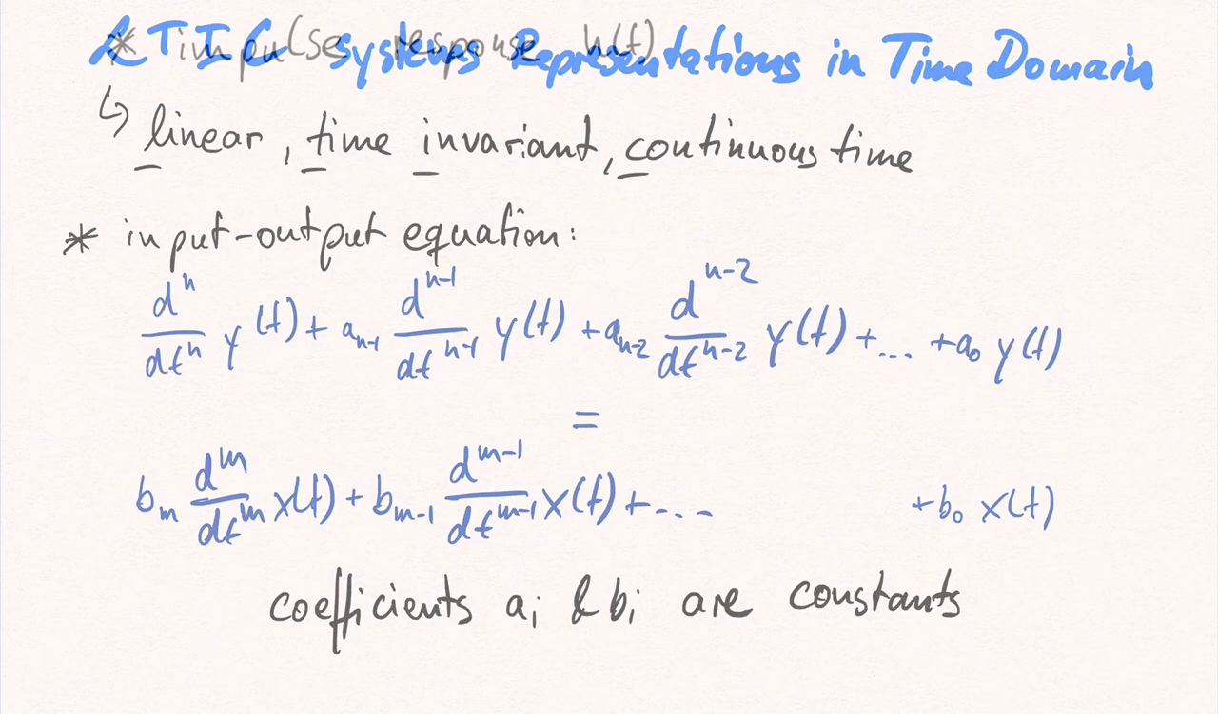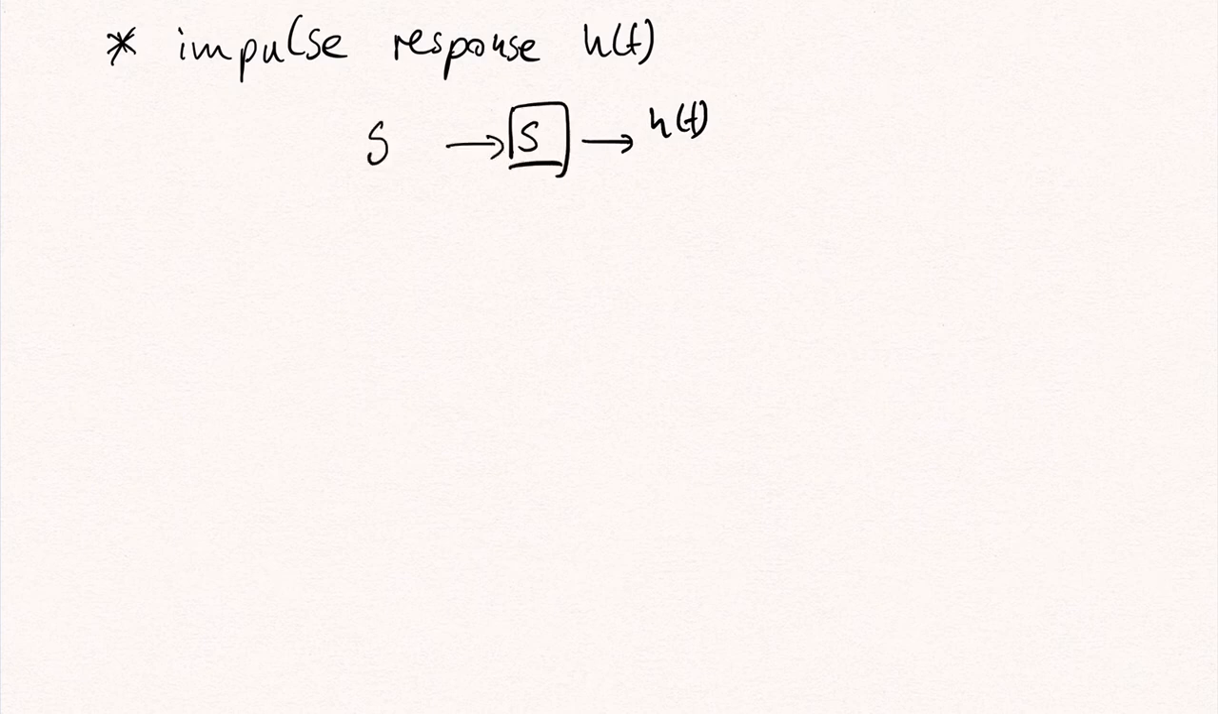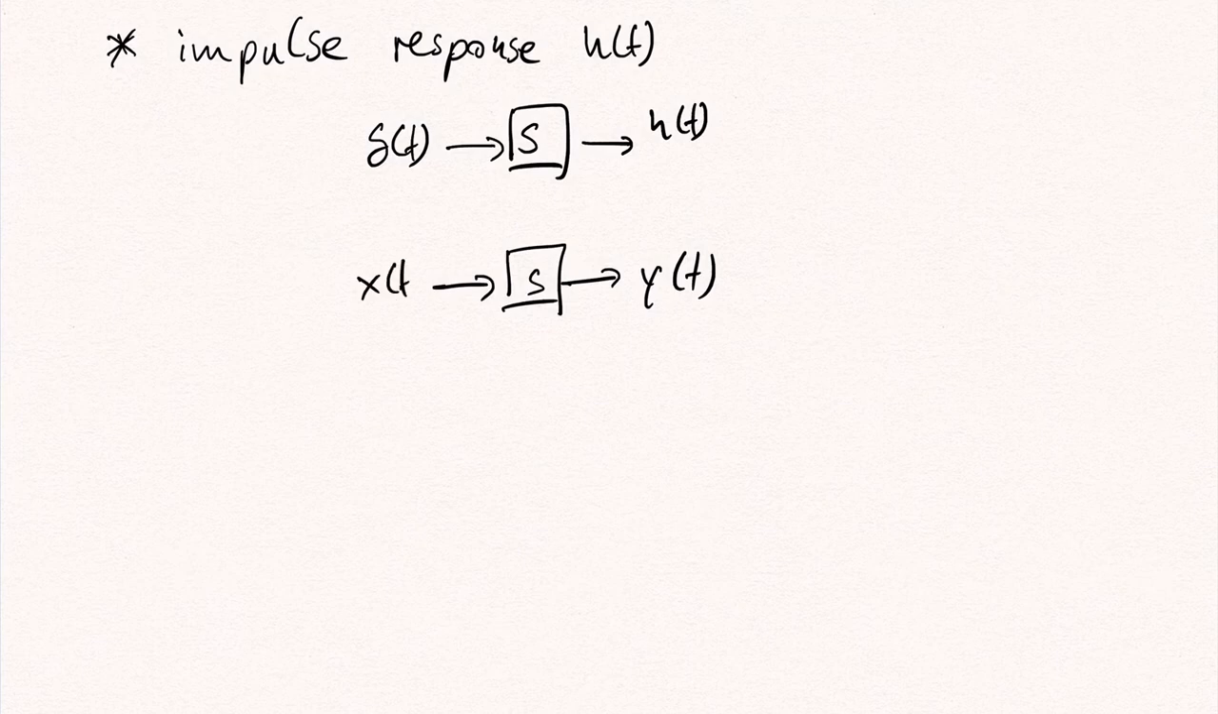In the time domain, LTIC systems can also be represented by the impulse response h(t). The term impulse response refers to the fact that h(t) is the response, or the output, of the system when applying the impulse function delta(t) as input. When the impulse response h(t) is known, the output of the system y(t) can be obtained for any input signal x(t) using the following equation.